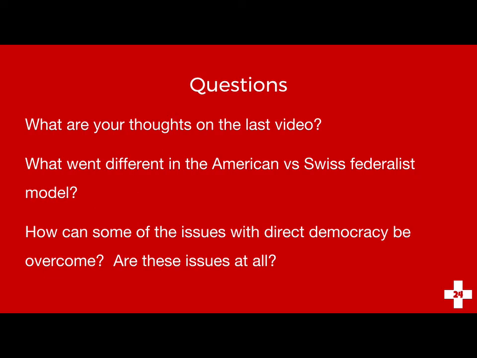Another option is, what went differently in the American versus Swiss federalist model? They basically started off very similar, but in the U.S. you saw a lot of concentration over time. Why did we not see that similar kind of concentration in Switzerland? And finally, how can some of these issues with direct democracy be overcome, especially the low voter turnout? And are these even issues at all, really?